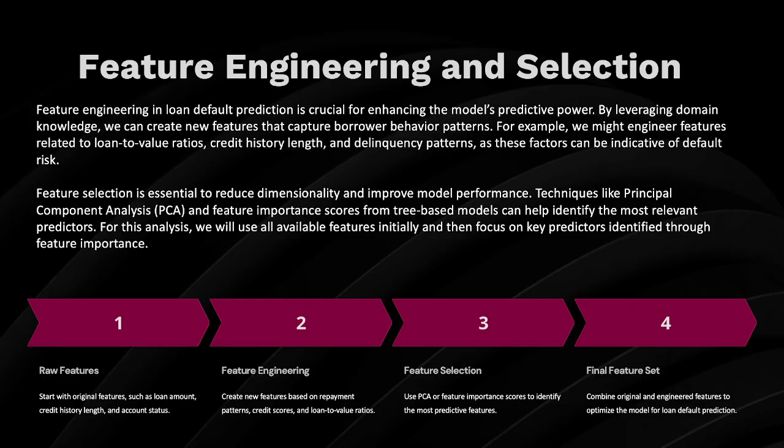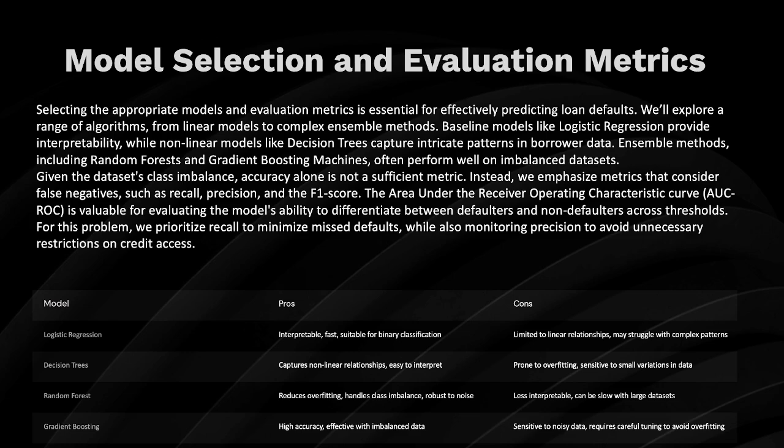Feature engineering is vital for enhancing a model's predictive accuracy. Using domain knowledge, we can develop new features that reflect borrower behavior like loan to value ratios and delinquency patterns. By reducing the dataset's dimensionality, we can improve performance. Techniques like PCA and feature importance scores from tree-based models help us select the most relevant predictors, which is essential in managing computational efficiency and predictive accuracy.